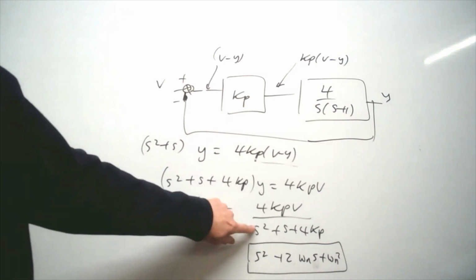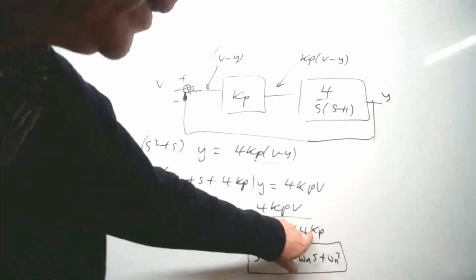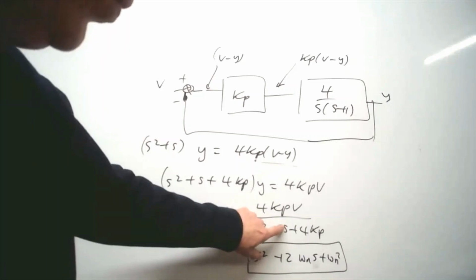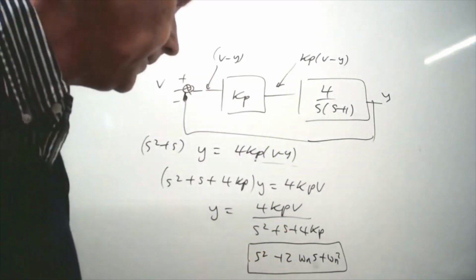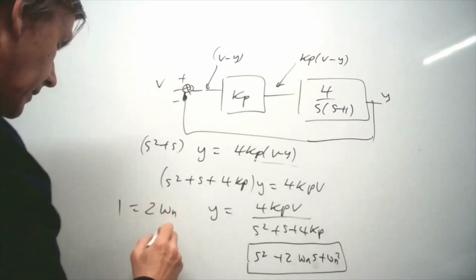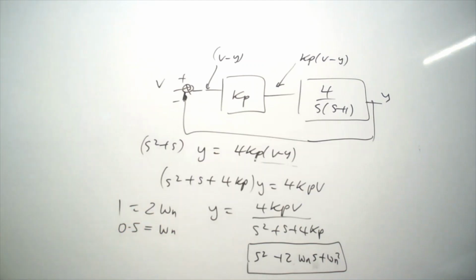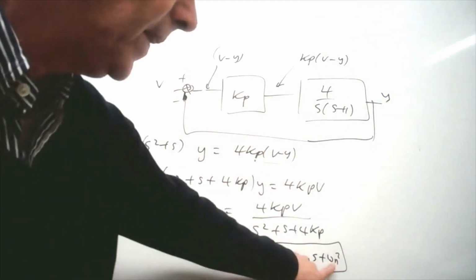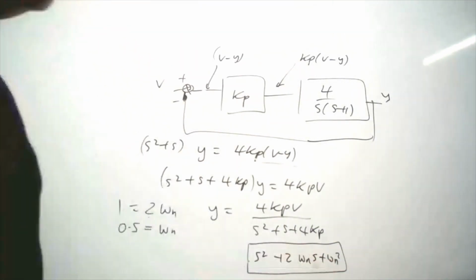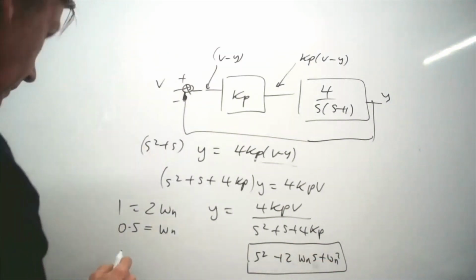So now pattern matching, s squared is the same as s squared. So 2 omega n is equal to 1, and 4KP is equal to omega n squared. So I can use the first equation now, which says that 1 equals 2 omega n. That's quite a nice equation, isn't it? 1 equals 2 omega n, so omega n equals 0.5. And then I know this term here will be omega n squared, so omega n squared will be 0.5 times 0.5, which is 0.25.